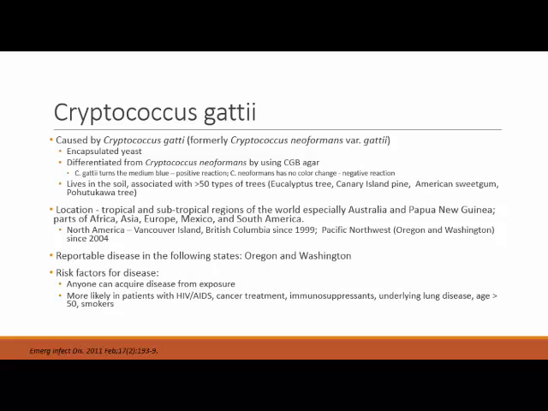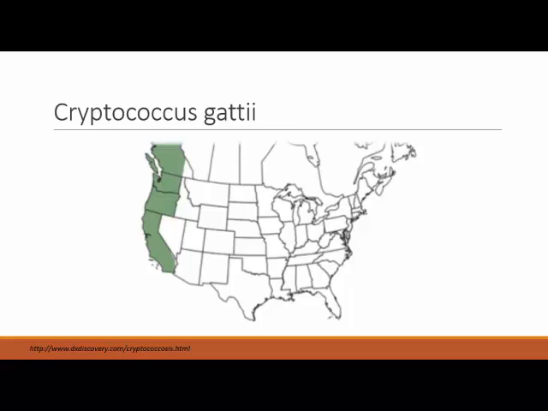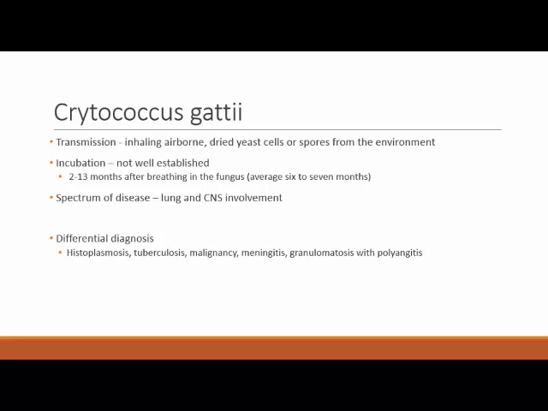Risk factors for this disease: anyone can acquire disease from exposure, but it's more common in immunosuppressed patients or patients who have underlying lung disease, age over 50, and smokers. So this is the map again showing it's in the Pacific Northwest. They are actually including California in this now as well. Transmission is again inhalation of the dried yeast cells or spores from the environment.